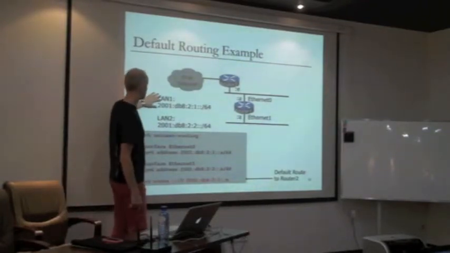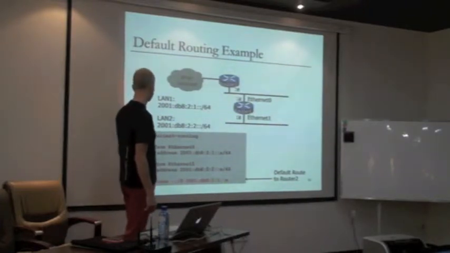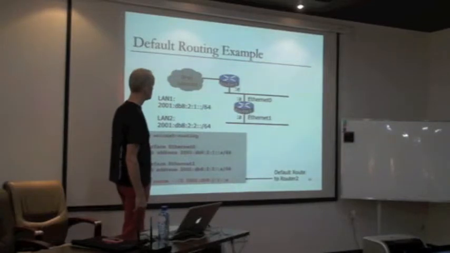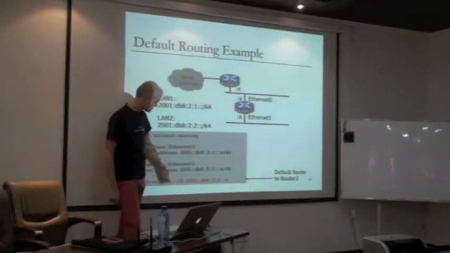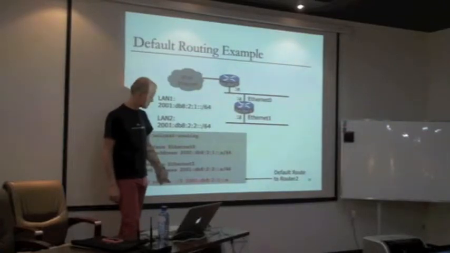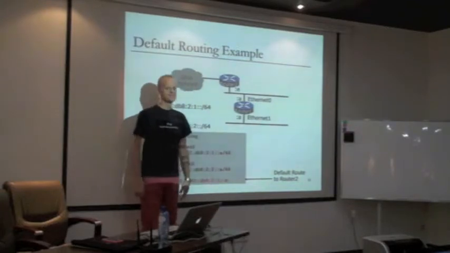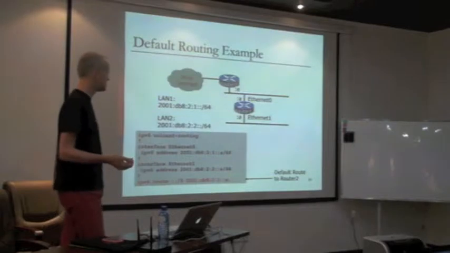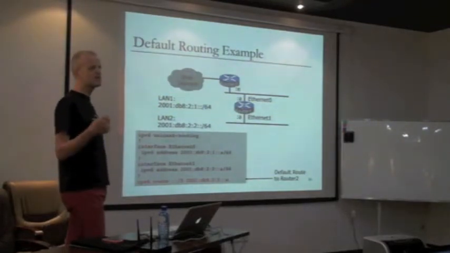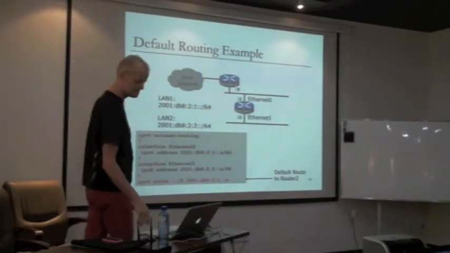So line 1 is on this address block, line 2 is on that one. So router 1, here's the configuration, pointing to router 2 as the default gateway. Just do ipv6 route. Here's the default, ::/0, and the next hop. So the default route works the same way as it does in v4. No 0.0.0.0, it's now ::/0. So default is quite easy.